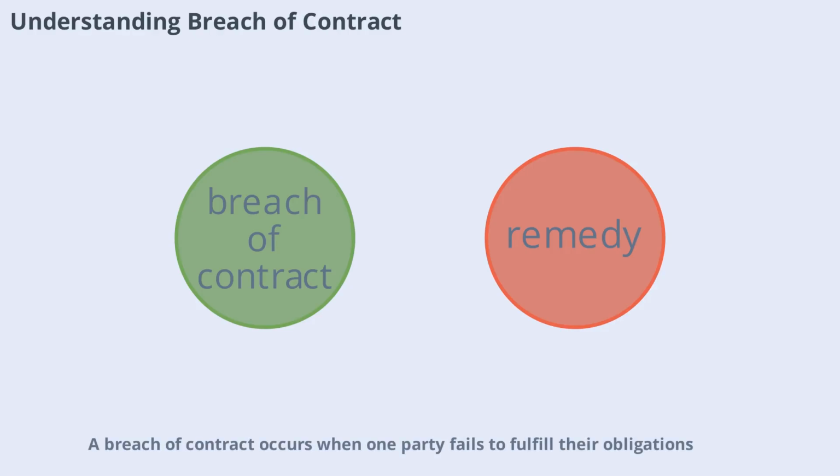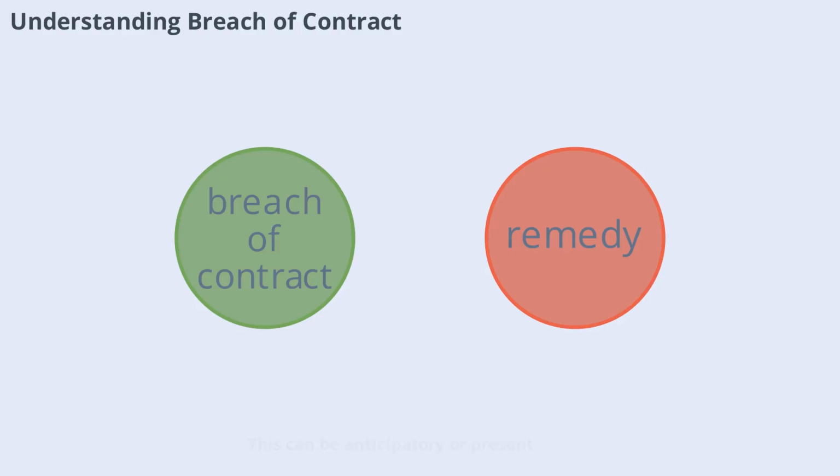Breach of contract occurs when one party fails to fulfill their obligations, renounces liability, or makes performance impossible. This can be anticipatory or present, and it infringes upon the rights of the non-breaching party. The aggrieved party is entitled to remedies to restore their rights and compensate for losses. The principle iubi jus, ibi remedium, where there is a right there is a remedy, guides the legal response.